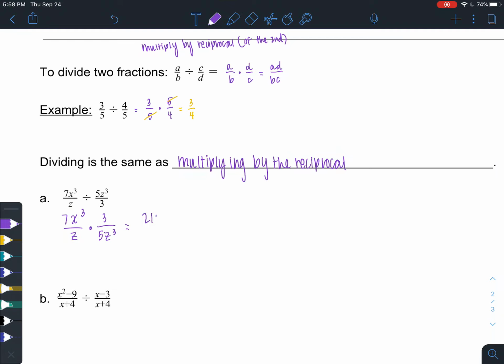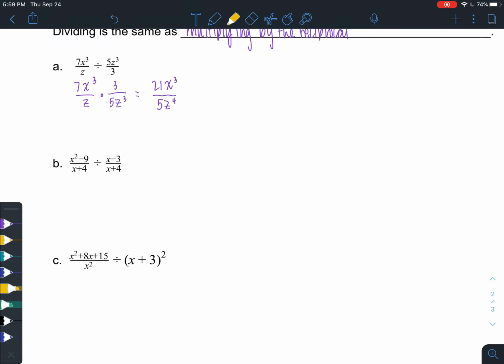We get 21x to the third over 5z to the fourth. A lot of people would try and cancel this 3 and this 4, but they do not have the same base, so we cannot.